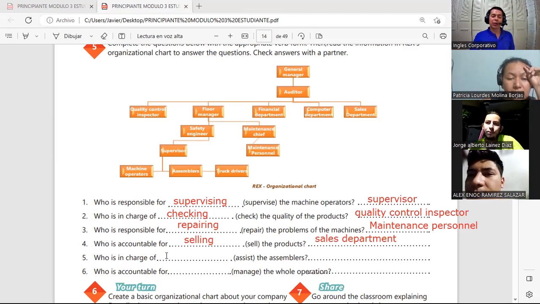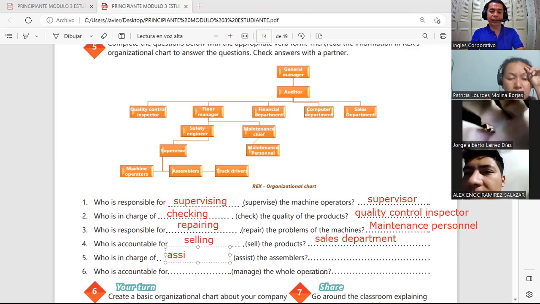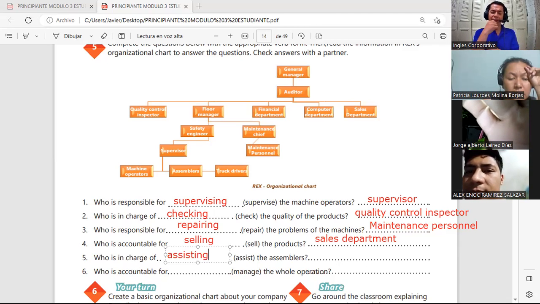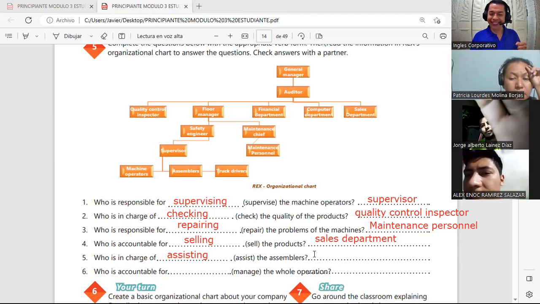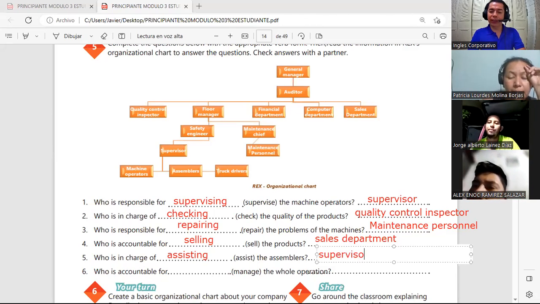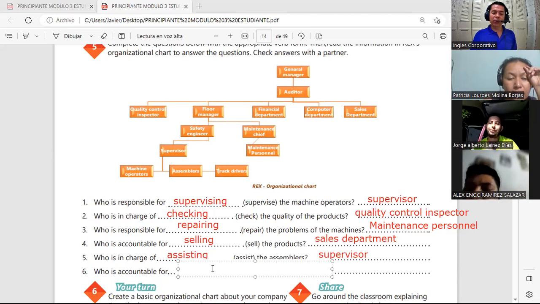Very good. Who is in charge of assisting, con doble S. Double S, right? Assisting. Double T? No, no, I guess it's just one, right? It's only one. Assisting. And who is in charge of assisting the assemblers, los ensambladores? Who is supervisor? Sin miedo, come on, supervisor. Supervisor. Superman, no, supervisor. Supervisor, right?